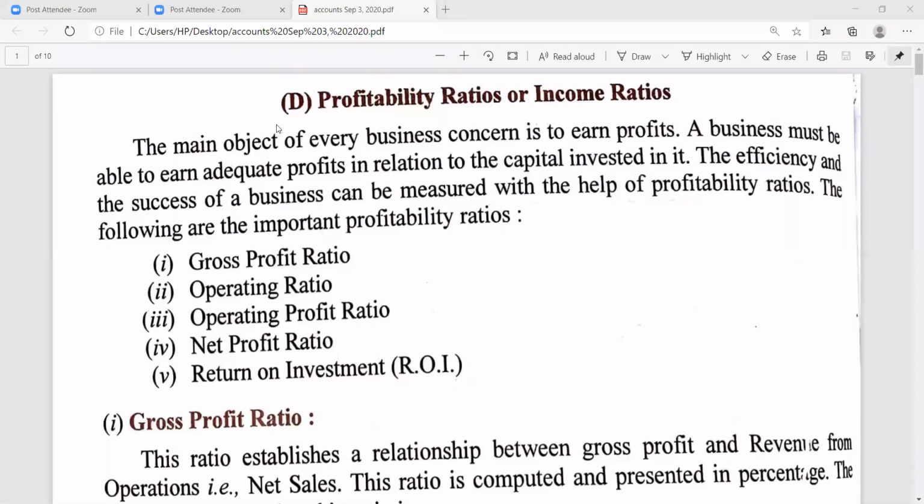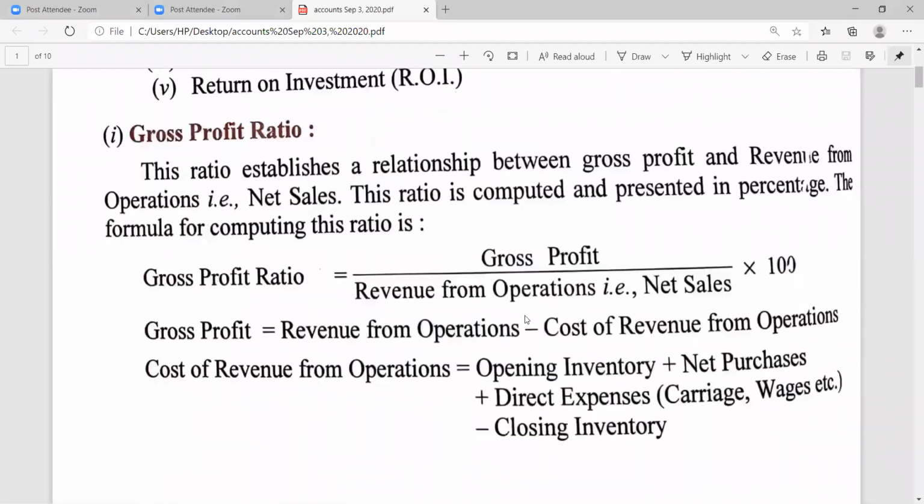So following are the profitability ratios: gross profit ratio, operating ratio, operating profit ratio, net profit ratio, and return on investment. Let's see how the gross profit ratio is to be calculated. Gross profit ratio. When you learn the name, the formula will be learned itself. We are calculating gross profit ratio, and profit is always correlated with net sales.